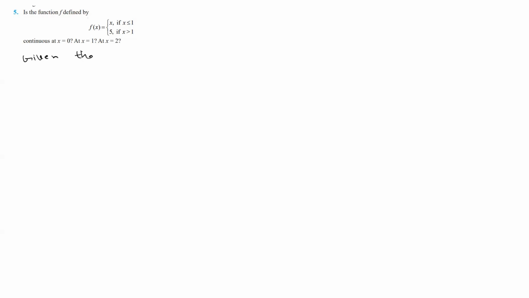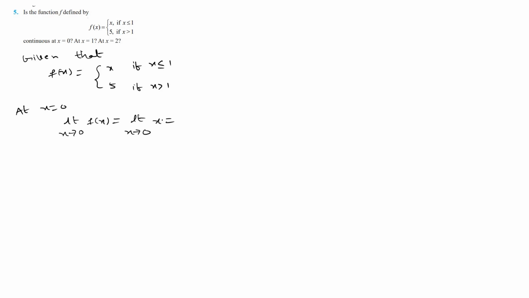Given that f of x is equal to x if x is less than or equal to 1, 5 if x is greater than 1. First we are taking x equal to 0. At x equal to 0, the limit as x tends to 0 of f of x. Since 0 is less than 1, we have to take the function x. So in place of x if we substitute 0, we get 0 only.